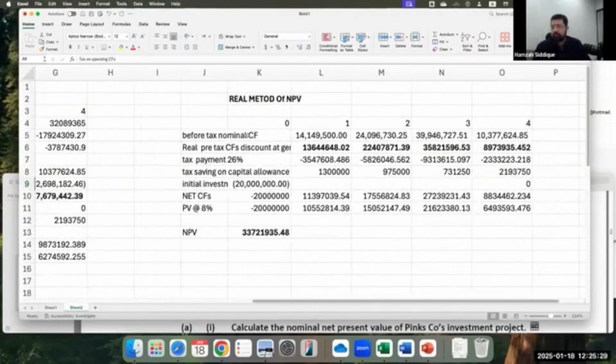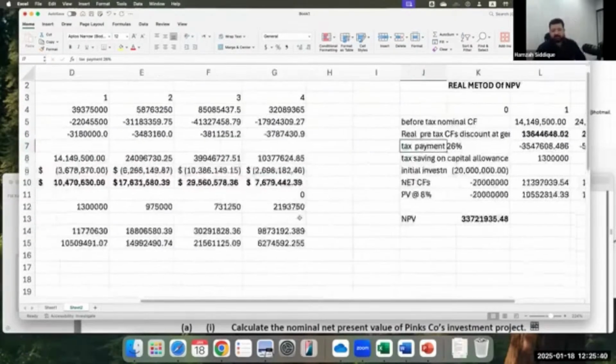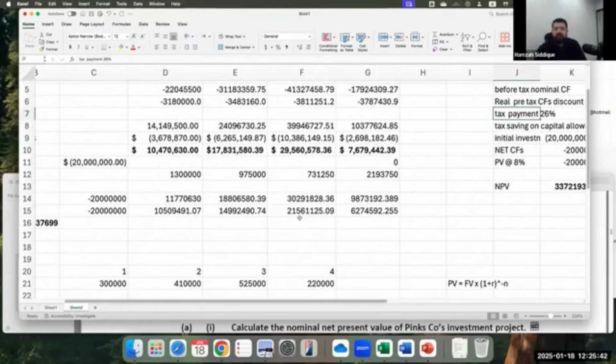In the real method, you have to pick before tax nominal cash flows and convert them to real pre-tax cash flows, and pay tax and do this and solve. That's it. It is done. There should be another similar question, which I will be giving you as home practice. Okay, I'll be giving you that as home practice.